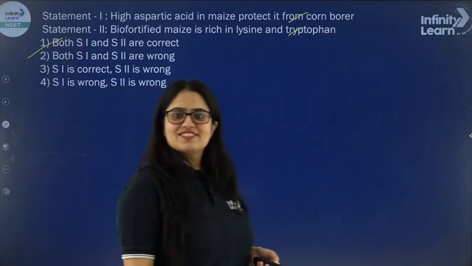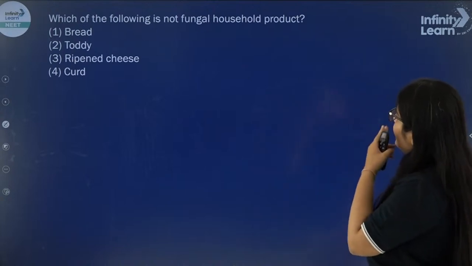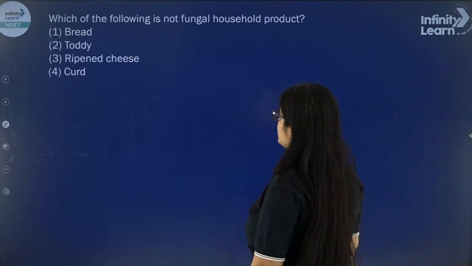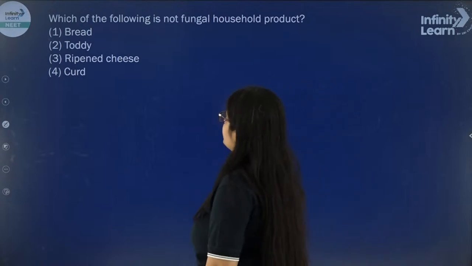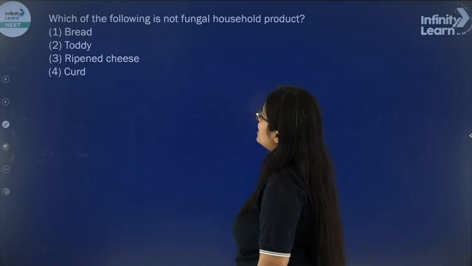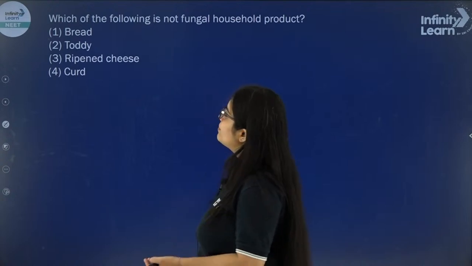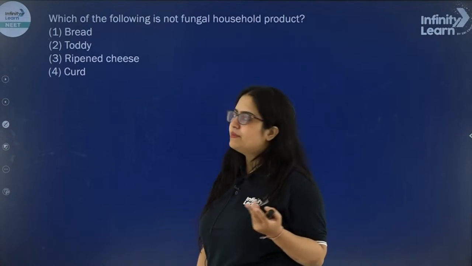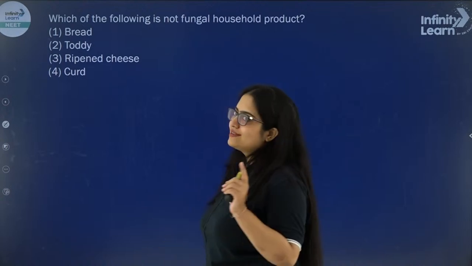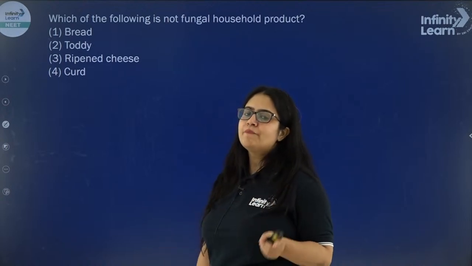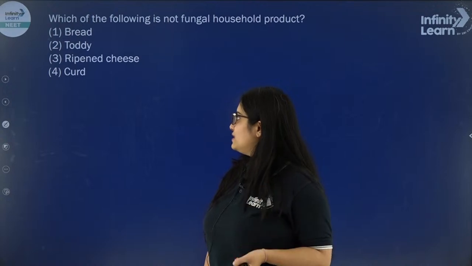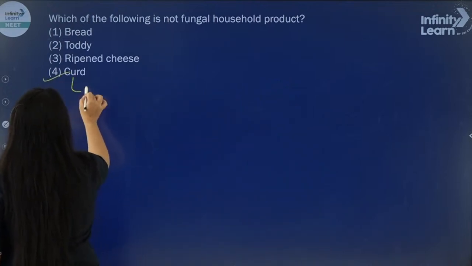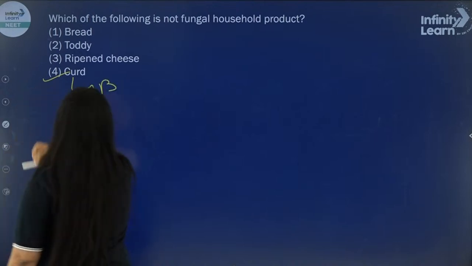Both 1 and 2 are correct. Let's see the next question. Which of the following is not a fungal household product? Bread, yes, from a fungi. You already know that. Saccharomyces cerevisiae, toddy also from the fungi. Ripened cheese, yes. If you remember, my dear students, Penicillium camemberti, Penicillium roqueforti, making the Roquefort cheese. Curd is actually, my dear students, prepared by lactic acid bacteria, LAB bacteria, right? So, curd is a product produced from lactic acid bacteria.